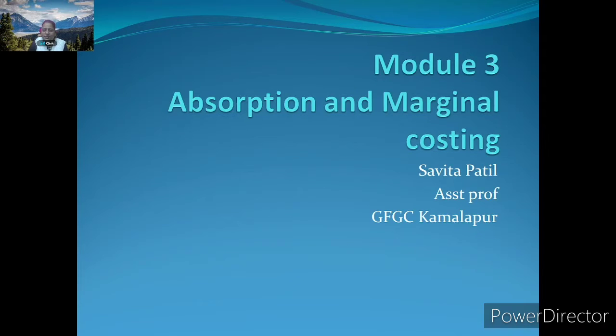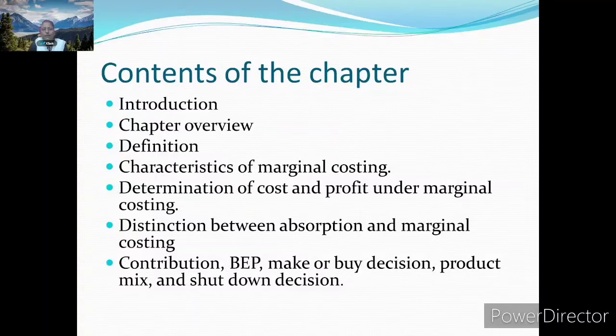In my today's class, we shall discuss the most important chapter, that is absorption and marginal cost. Contents of the chapter: in this chapter we shall discuss the introduction, chapter overview, definition, characteristics of marginal costing, determination of the cost and profit under marginal costing, distinction between absorption and marginal costing, contribution, BEP, make or buy decision, product mix and shutdown decisions. These are the various important things that we shall discuss in my today's class.